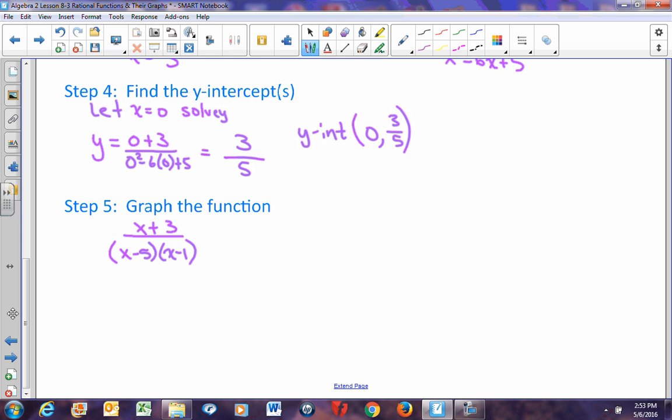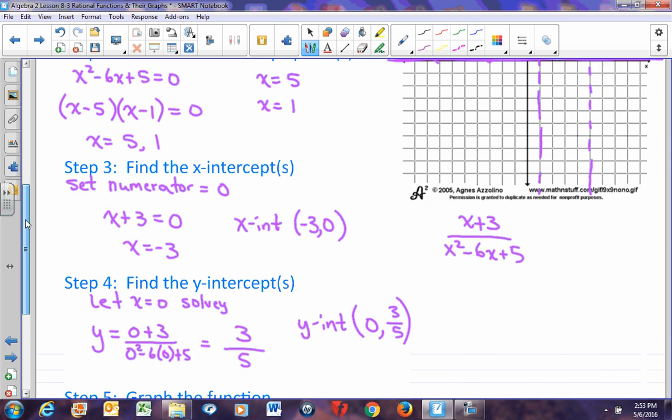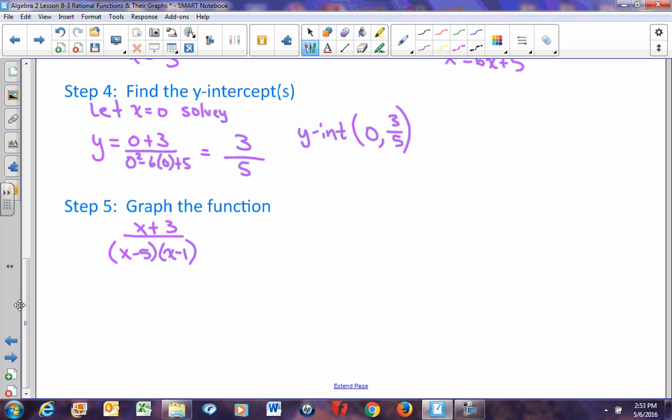Okay, so for the middle, I know my middle has to be between these two vertical asymptotes. So I know I have to pick points that are greater than 1, but less than 5. So I'm going to pick a point like 3, and maybe 4, because that tells me where my graph's going to go. Okay, 3 or 4 of them.